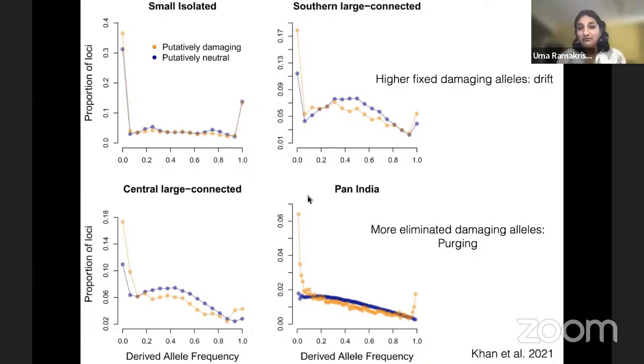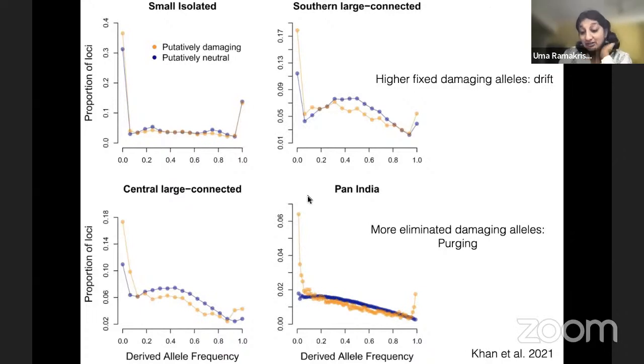I know this is all very theoretical, but the idea is pretty exciting: that tigers have already experienced inbreeding depression, and that inbreeding depression has potentially removed the very deleterious alleles.